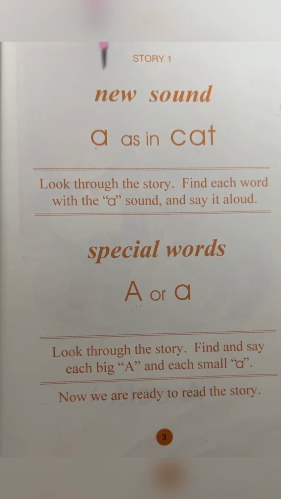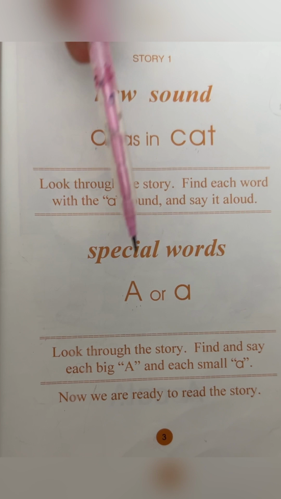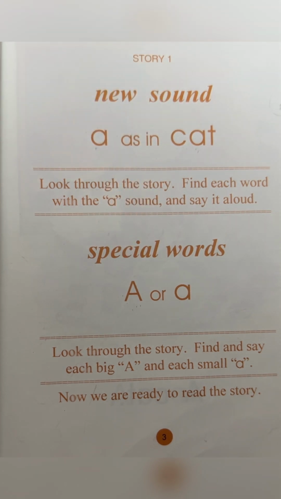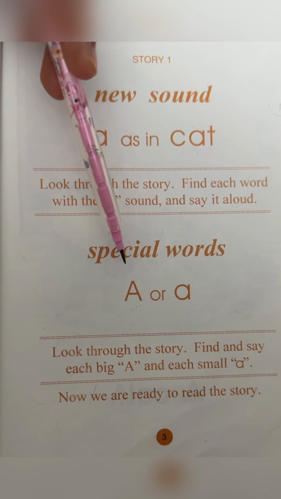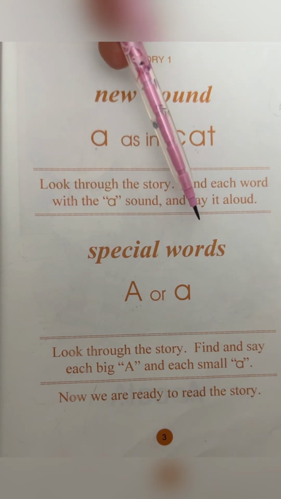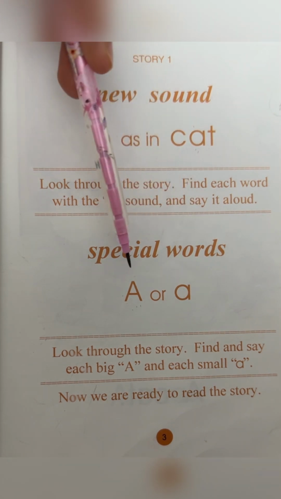New sound. A as in k, at, cat. Special word, a. If A is with other letters, then we will pronounce it as a. And if A is single, then it's a special word and we will say it as a.